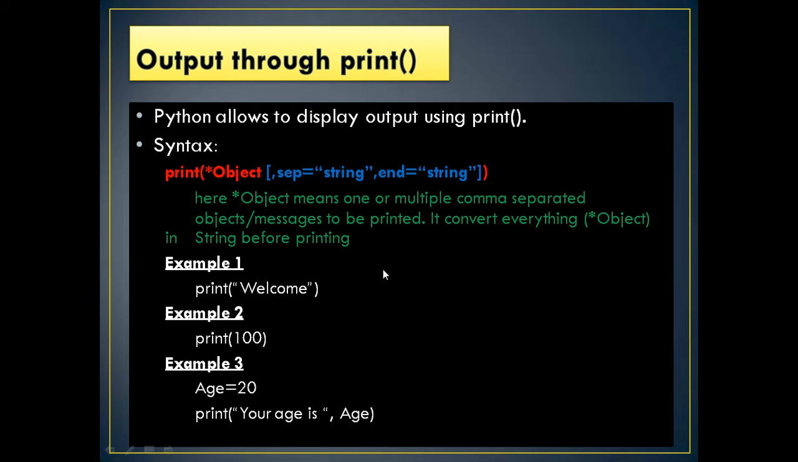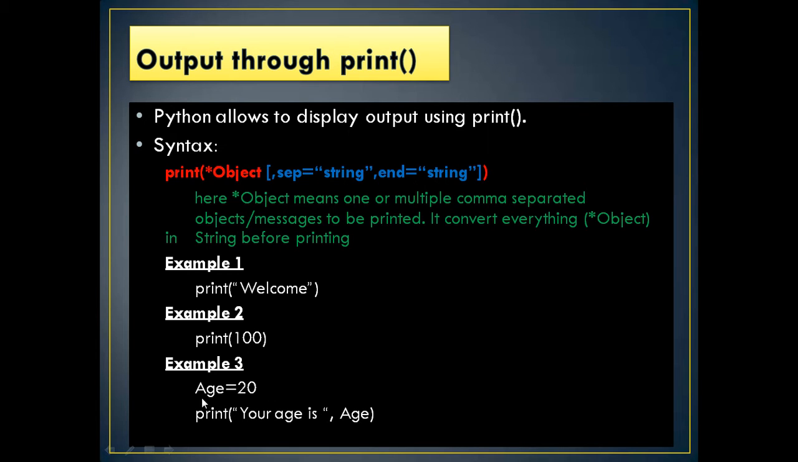Let us see the examples of the print statement. If I give print with the word welcome in quotes, it will print welcome. Similarly, if I print 100, it will print 100 as a string. That's why star object converts everything into a string. I will also show you this while printing in our Python IDLE. Even if you print 100, it will be printed as a string.